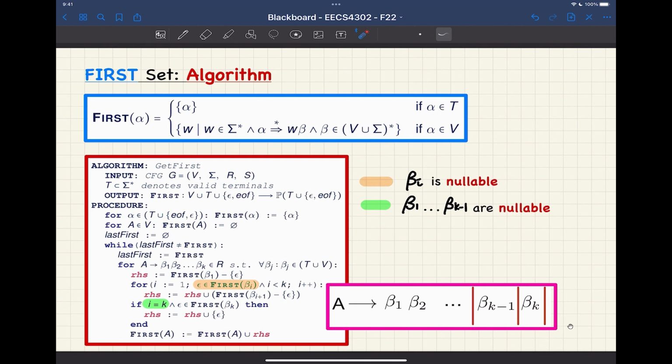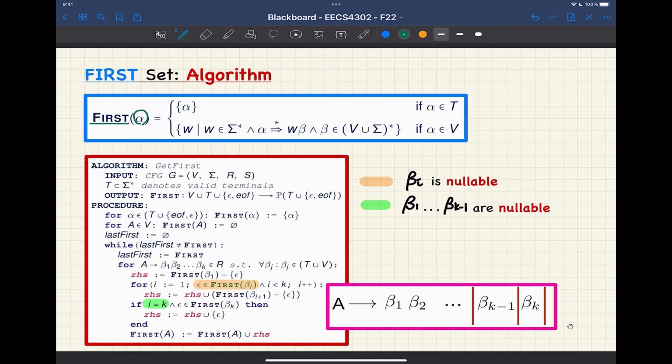Let's try to look at these two together. Okay? Let's focus on this one first. This is more like an abstract definition for the first set. Okay? The alpha here, okay, let's take a look. Whenever you want to do a computation for the first, you can pass on alpha.